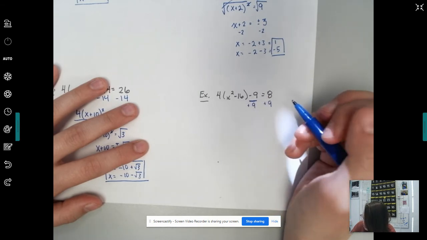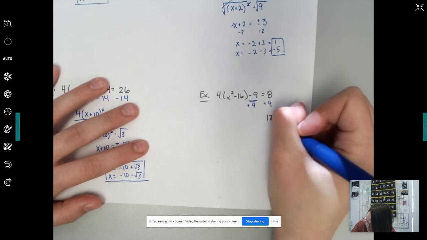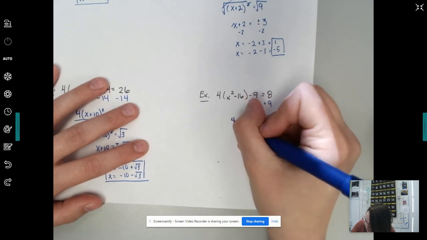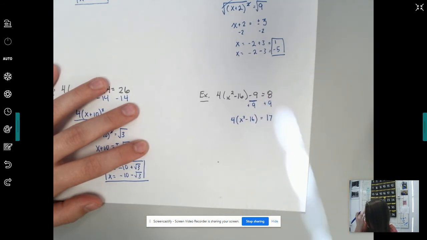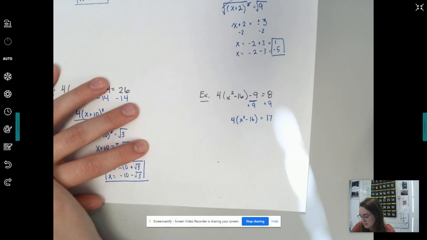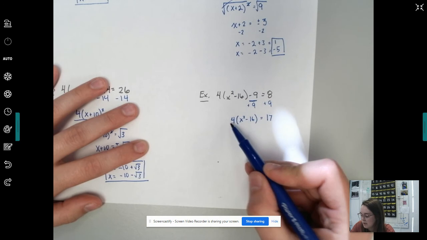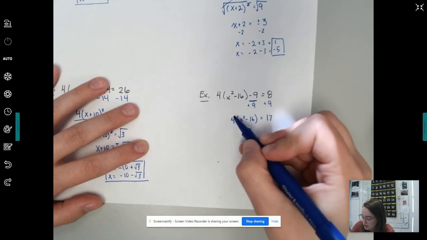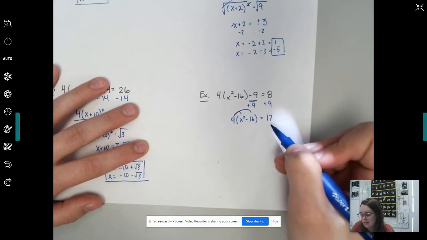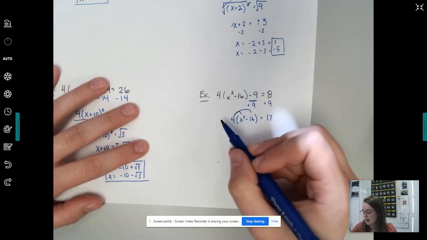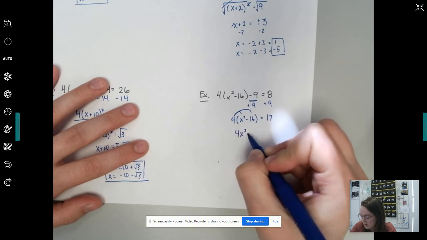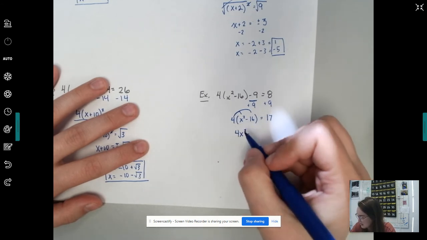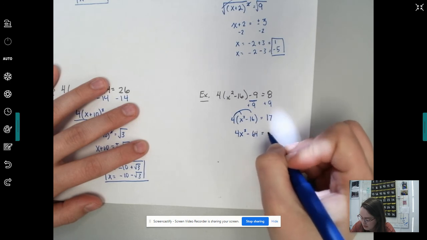8 plus 9 is 17 equals 4 times x squared minus 16. Then we can do 2 things. We can either divide both sides by 4 here, or we can distribute this 4. Because I think the number 17 divided by 4 is kind of gross, I'm going to go ahead and distribute this 4 first. So 4x squared minus 16 times 4 is 64 equals 17.